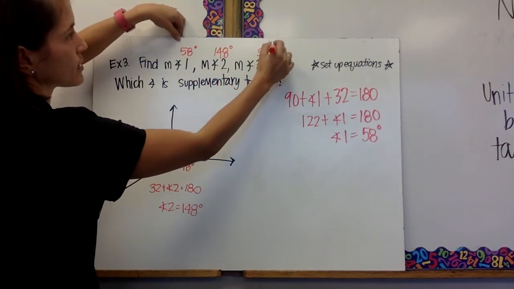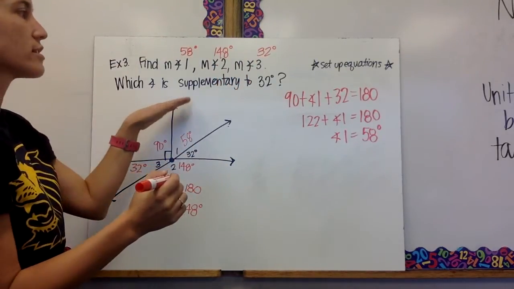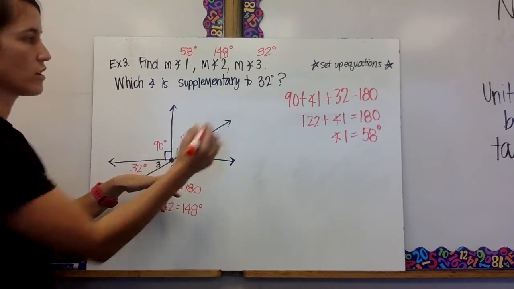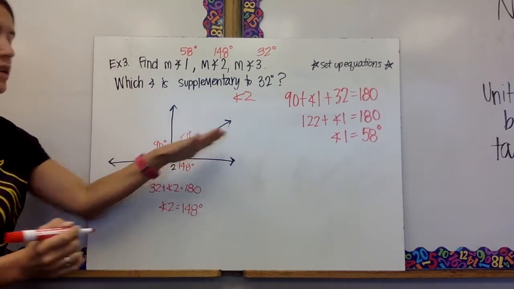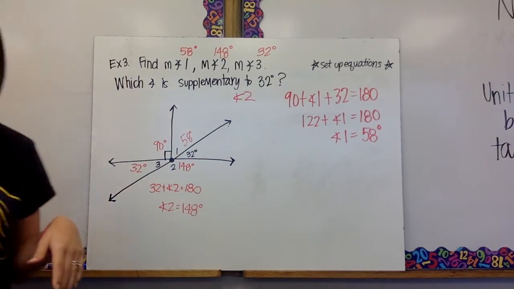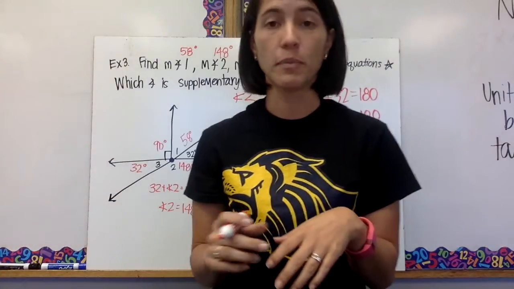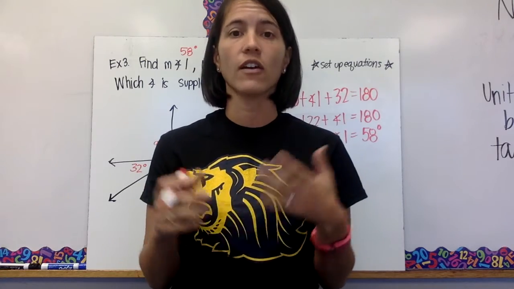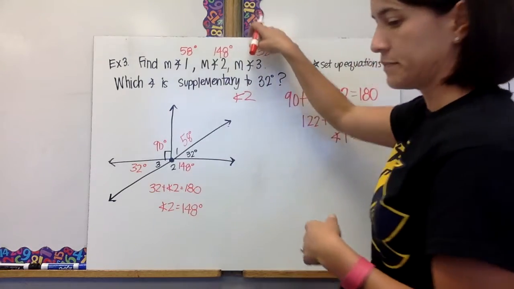So I think angle 1 is 58 degrees, angle 2 is 148 degrees, and angle 3 is 32 degrees. So the question is, which angle is supplementary to 32? And so the answer is angle 2 is supplementary because when you add them together, you get 180 degrees. And the definition of a supplementary angle is when you add them together, they're going to equal 180.